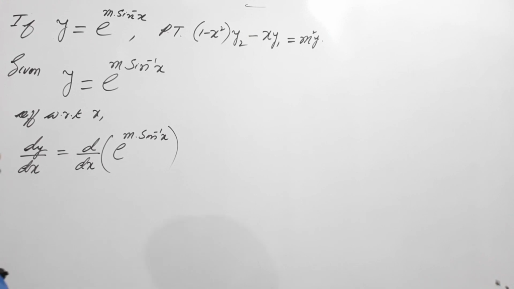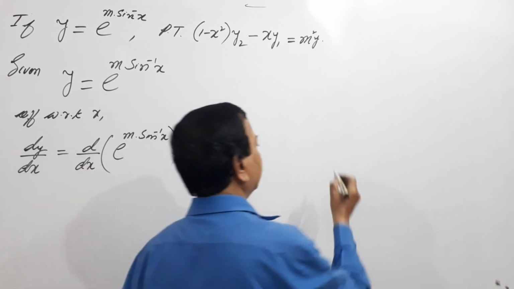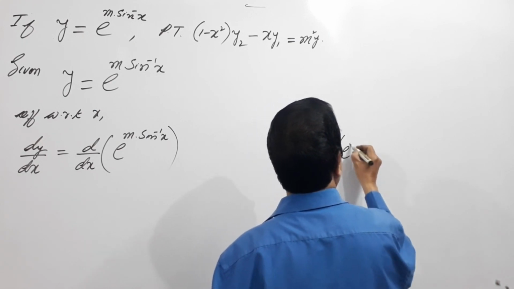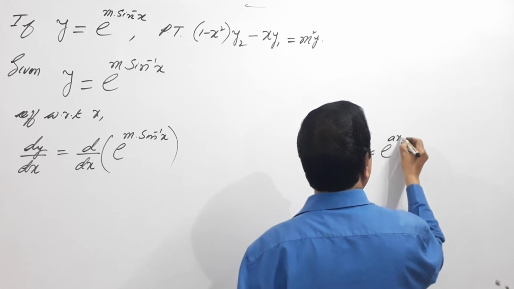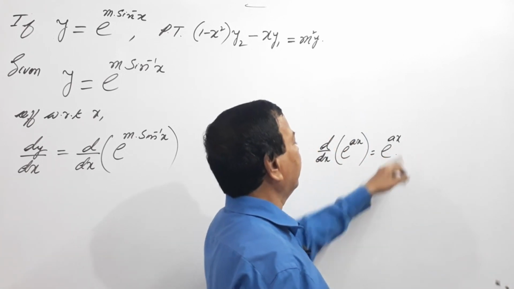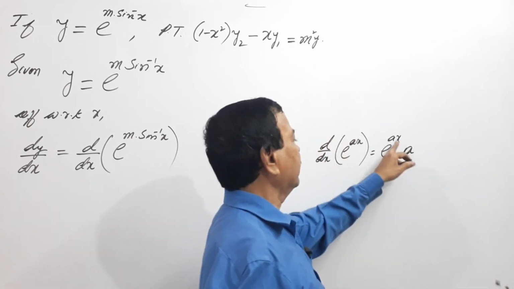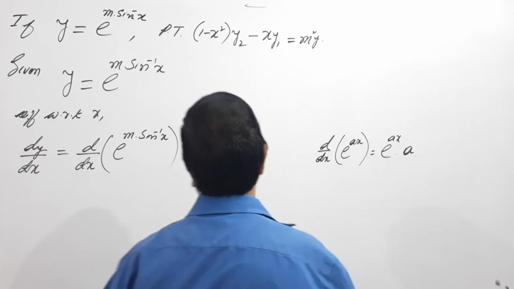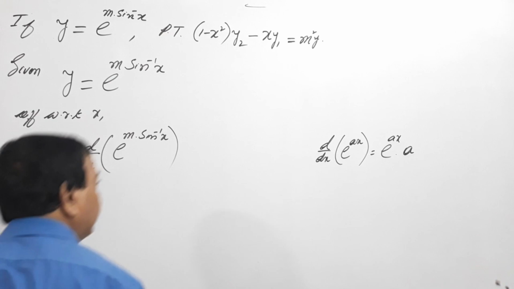So we know d by dx of e to the power of ax is nothing but you write e to the power of ax as it is and you take the differentiation of ax, that is e to the power of ax into a. If it is b, take b, whatever it is. In this case we have m.